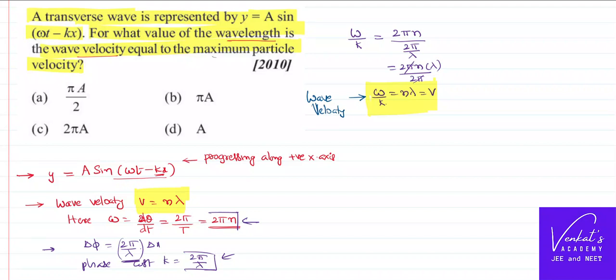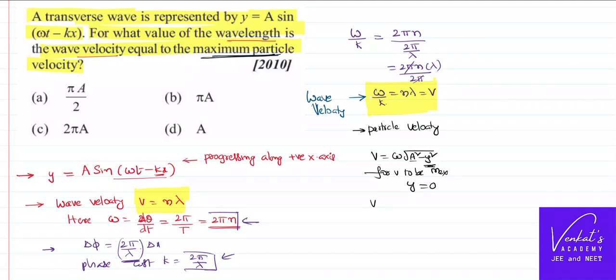Now he is also saying particle velocity. So what is a particle velocity? The particle in a wave is in oscillatory motion, or simple harmonic motion. We have derived the equation for the velocity of the particle in simple harmonic motion as v equal to ω into root of a² minus y², where a is the amplitude and y is the displacement from the mean position. For v to be maximum, he said maximum particle velocity, the displacement y has to become 0. Then v equals ω into root of a² minus 0², which is ω into the square root of a², that is ωa. That is the maximum possible value.